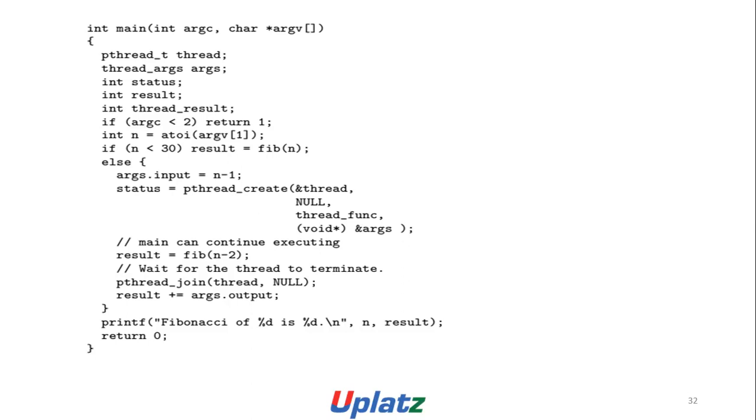is fib(n), else args.input is n minus 1; status is pthread_create(&thread, NULL, thread_function, (void *) &args). Main can continue executing: result is fib(n minus 2). Wait for thread to terminate: pthread_join(thread, NULL). result plus args.output. printf("Fibonacci of %d is %d\n", n, result); return 0.